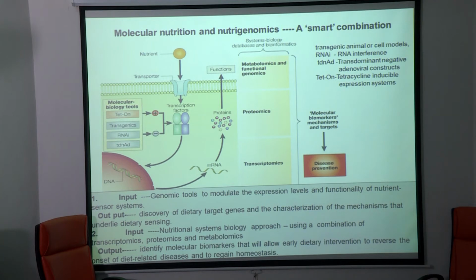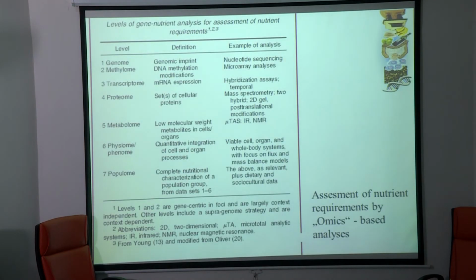You can discover dietary target genes and characterize the mechanism that underlies the dietary sensing by the first approach, the traditional approach, in which you just use functional genomics to modulate gene expression. Or you can identify molecular markers that will allow early dietary interventions in order to reverse the effect of diet-related disease and bring back the normal cell homeostasis.